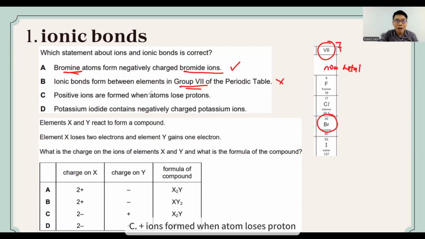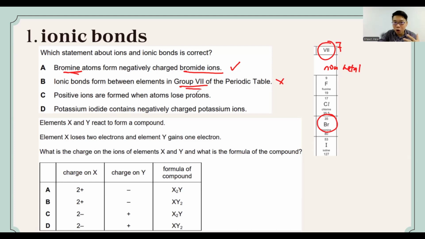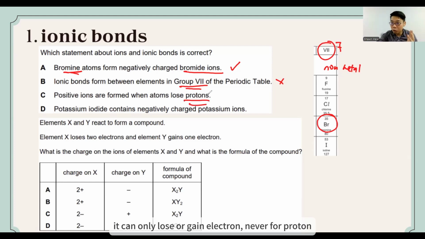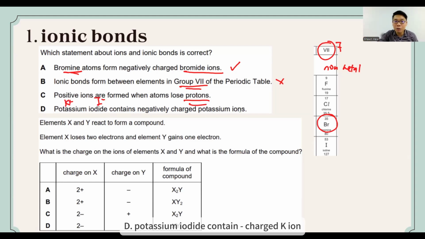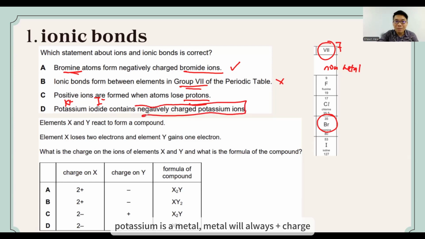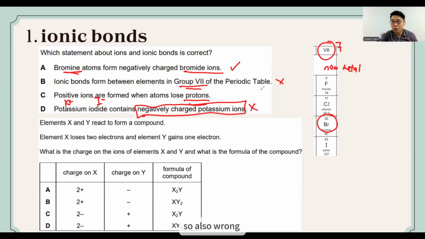C. Positive ions are formed when atoms lose protons. No. It can only lose or gain electrons, never protons, because protons are inside the nucleus. How can it be involved in the reaction? D. Potassium iodide contains negatively charged potassium ion. Potassium is a metal. Metal will always be positively charged, so also wrong.